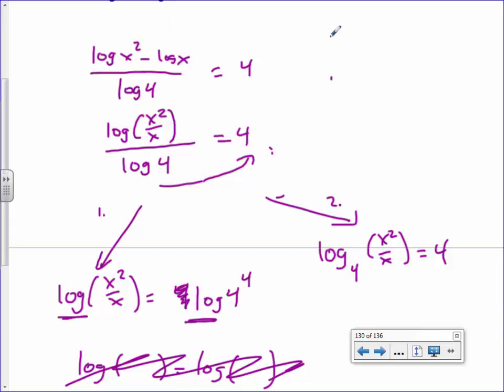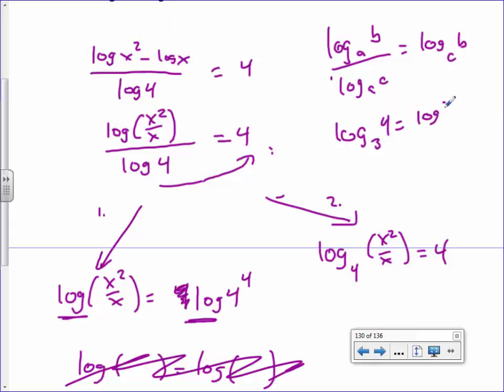I lost you there. Okay, there's a rule that says that log base A of B over log base A of C is equal to log base C of B. Do you know that rule off your formula sheet or from last day? Basically what it means is if you have log base 3 of 4, it's equivalent to log 4, and then you get to divide by log 3. Does that make sense? That's what I did.